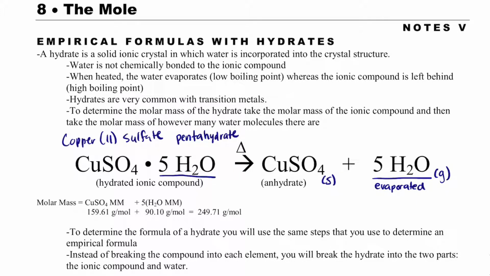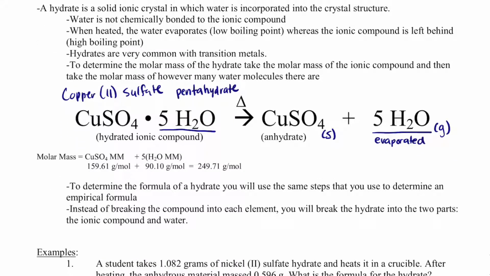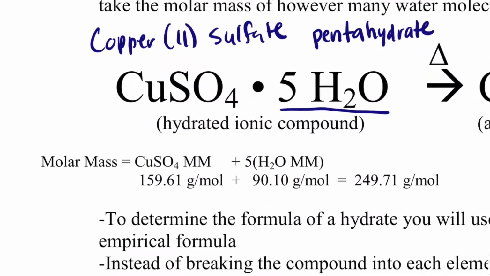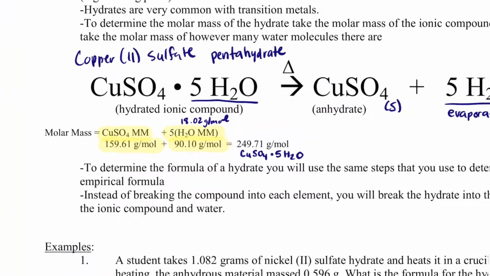So if we wanted to get the molar mass of this hydrate compound, what we would do is get the molar mass of just CuSO4. If you go onto the periodic table, that'll be approximately 159.61 grams per mole. Then we would get 5 times water's molar mass, and you may remember water's molar mass is 18.02 grams per mole. We just add that to the 159.61, and this would be the molar mass of CuSO4 little dot 5H2O.